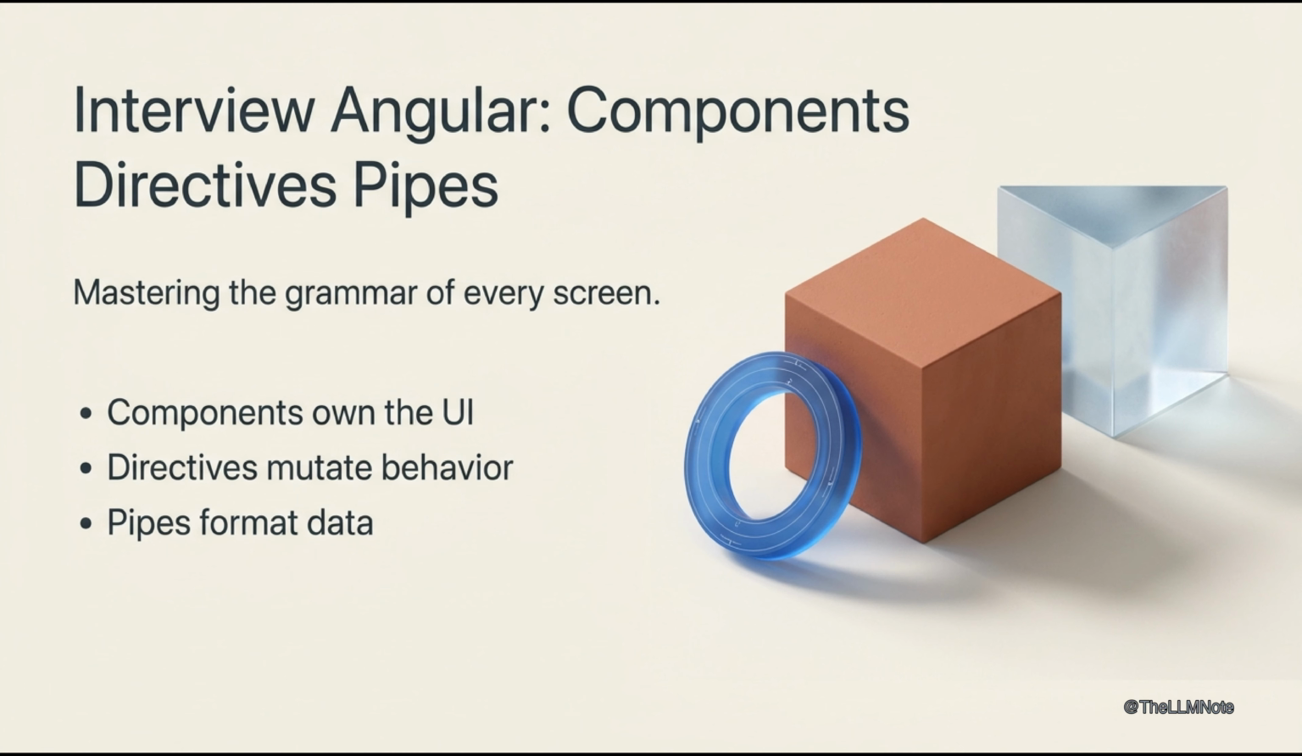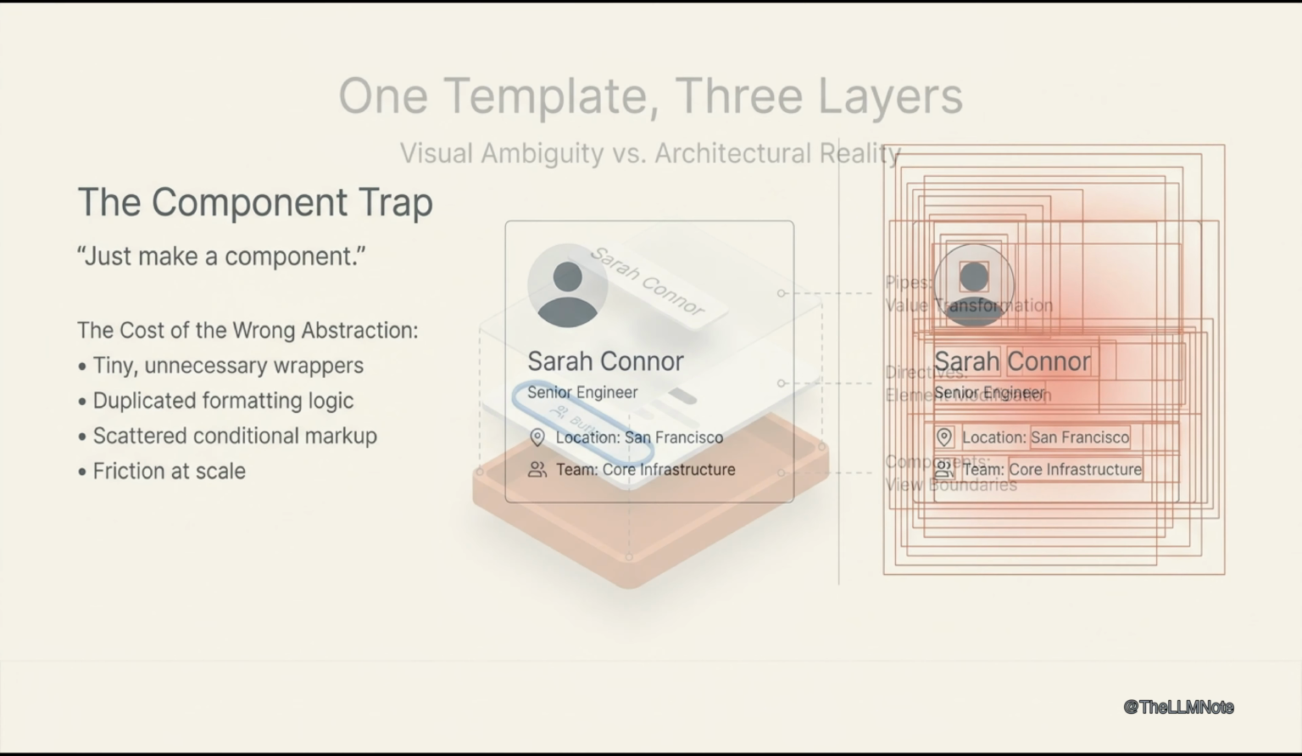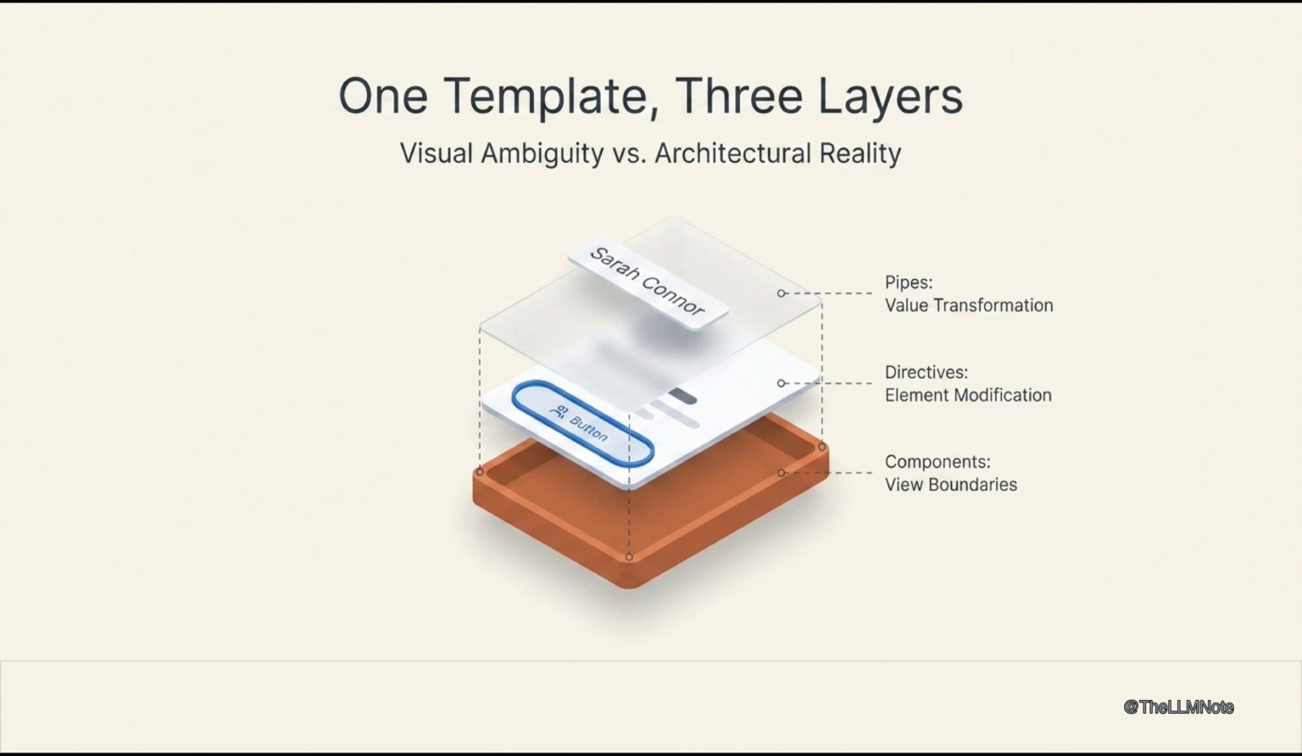But here's where it gets interesting: the component trap. Most weak Angular answers collapse everything into just "make a component," which sounds productive until the code base fills with tiny wrappers, duplicated formatting logic, and conditional markup scattered across templates. Existing habits are insufficient because the interviewer is not asking what ngIf does. They are testing whether you can choose the smallest abstraction. Importantly, this keeps ownership, behavior, rendering, and formatting separated under pressure.